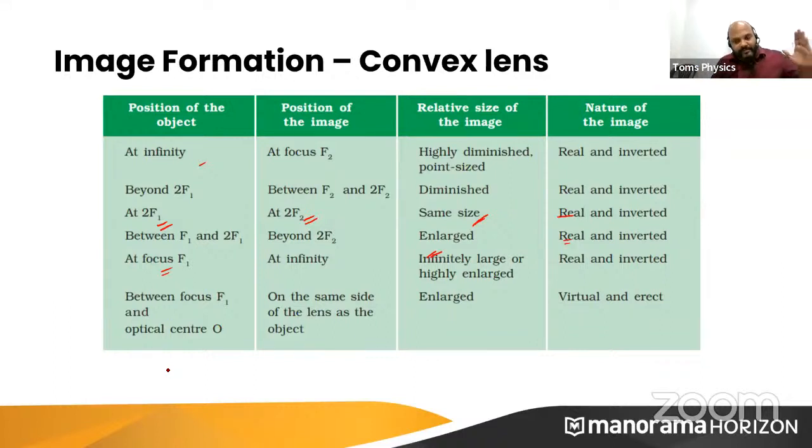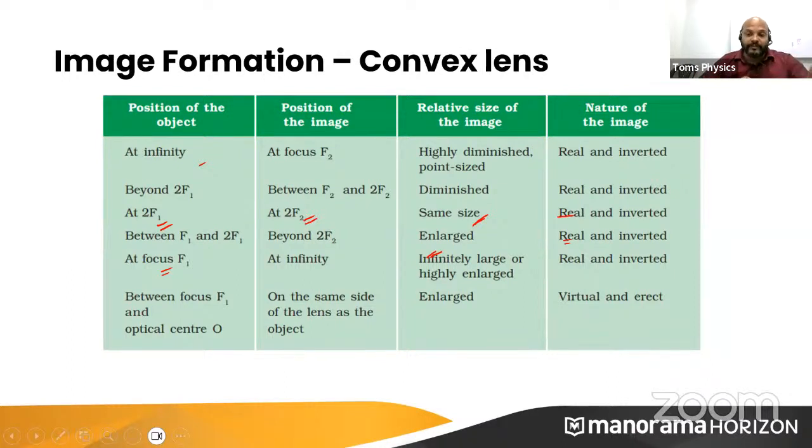Now, further we keep coming closer and closer. We come to between the focus and the optical center. In this particular case, you are going to have a virtual and erect image on the same side of the lens as the object. So these are the various cases for a convex lens. Again, you will see that the cases for the convex lens are much more interesting and different compared to the cases for the concave lens.